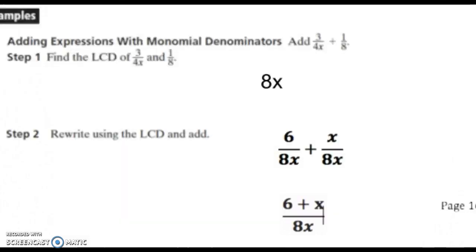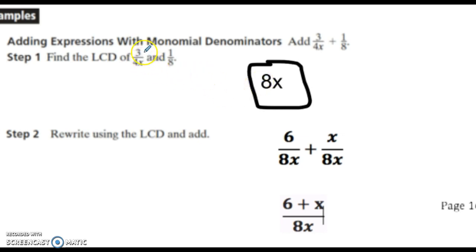So here we're adding 3 over 4x plus 1 over 8. Well, if we look at these, our denominators are not the same. Since our denominators are not the same, we need to find that least common denominator. In this case, it's going to be 8x. So if 8x is your least common denominator, what do you have to multiply the first fraction by in order to get 8x in your denominator? If you guessed 2, that would be correct.